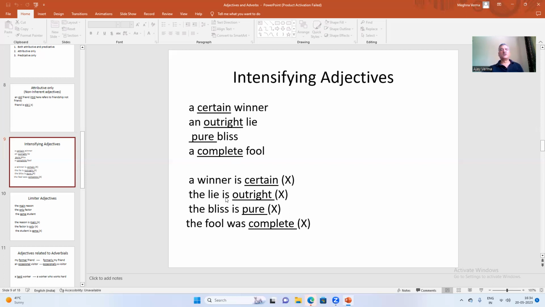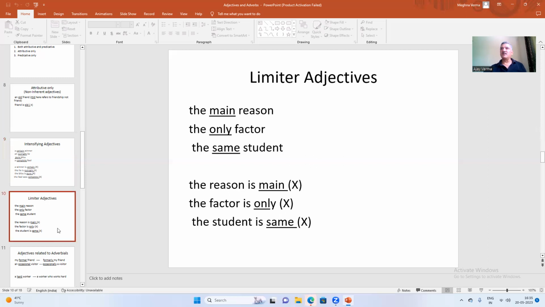Okay, in English, it is not appropriate to use intensifying adjectives predicatively. So it will be wrong to say a winner is certain, the lie is outright, the bliss is pure, fool was complete. Okay, they are used attributively. Certain winner, outright lie, pure bliss, complete fool. Then we have limiter adjectives. These adjectives are also used attributively and not predicatively.